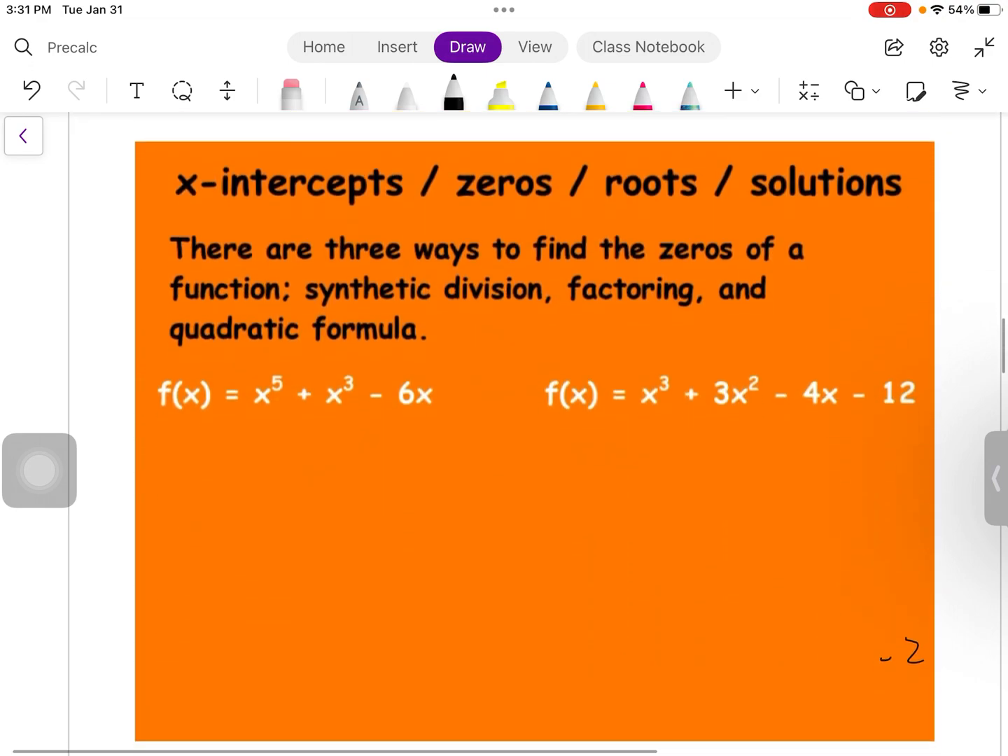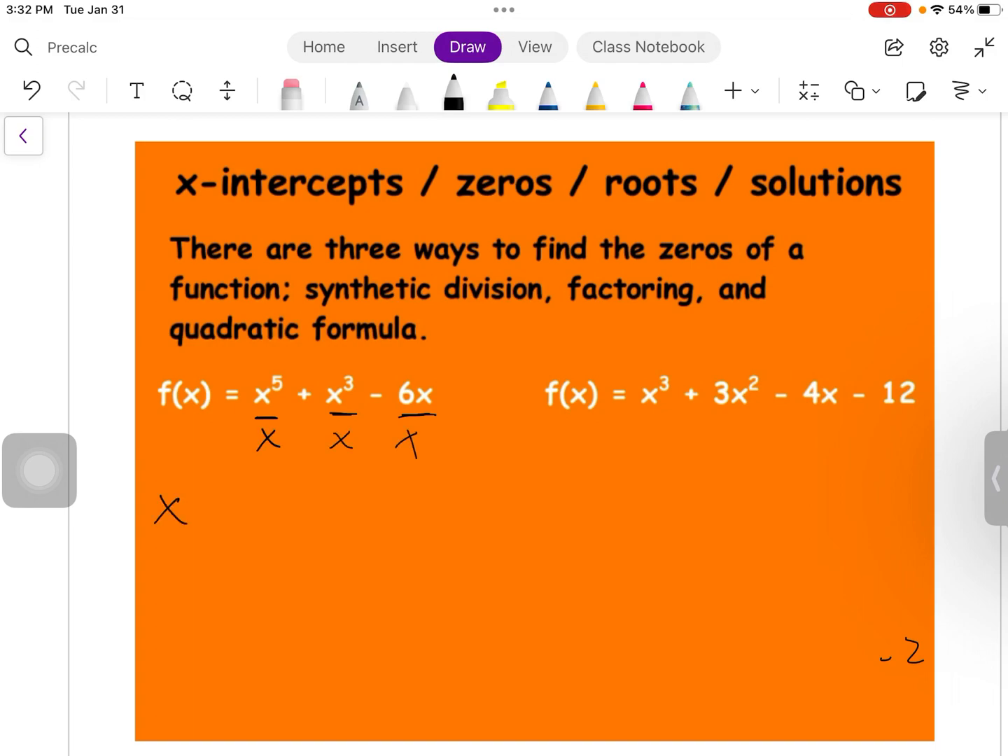Okay, your x-intercepts, zeros, roots, or solutions, they're the same thing. They're just different ways of saying this. A polynomial might have multiple roots, like x to the fifth power has 5 roots, but that doesn't necessarily mean that they're all x-intercepts. To find x-intercepts, I'm either going to factor it, do synthetic division, or maybe even the quadratic formula to find those answers. This first one, I noticed that they're all divisible by x, so I'm going to take that out.